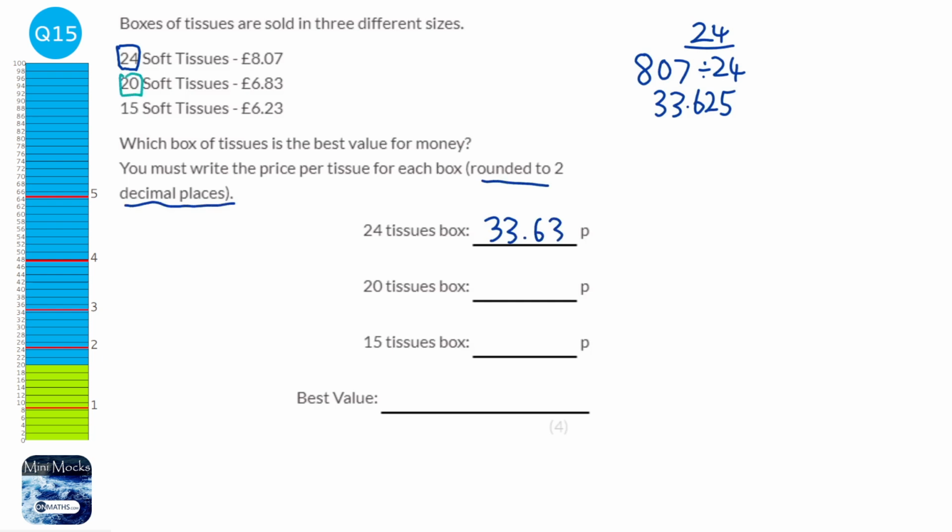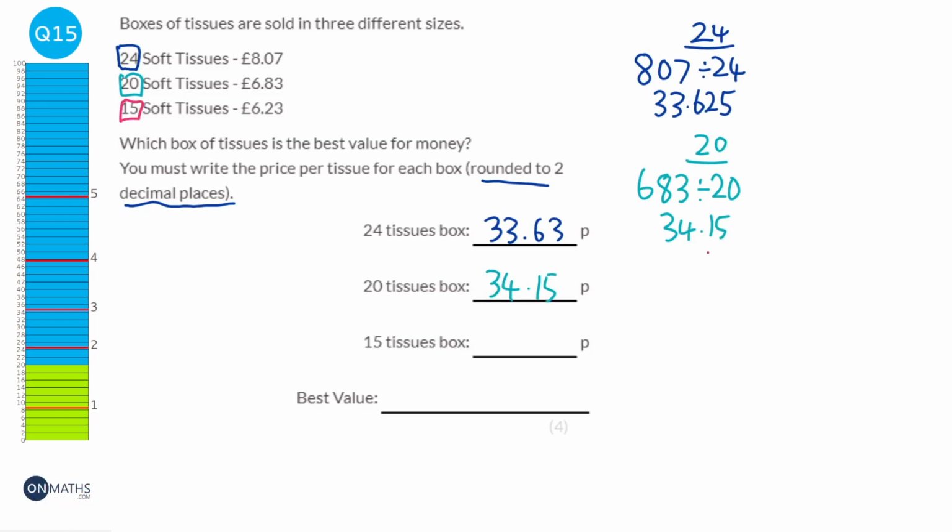Next one, we're going to do the 20 soft tissues. So this time I'm going to do 683 divided by 20. When I put that into the calculator, you get 34.15, so that's already 2 decimal places. And then finally we're going to do the 15 soft tissues. So we're going to do the 623 divided by 15 to find the price per tissue. It should be 41.533 and so on. And rounded would be 41.53.